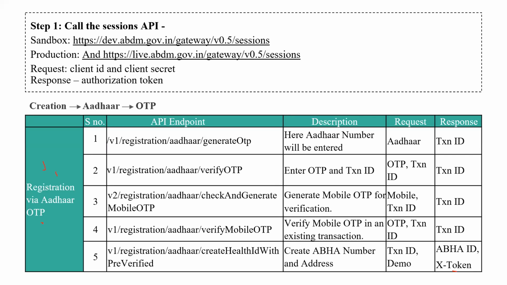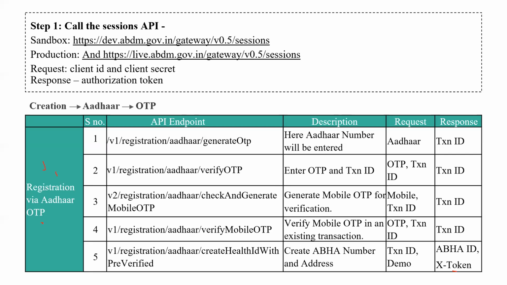Okay, got it. I have some doubt. In the third API, you have used V2 check and generate mobile OTP. There is one V1 API also, generate mobile OTP. Shouldn't we use that, or should we use only check and generate? As I explained before, you can use either of them.